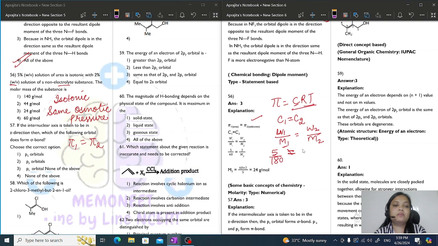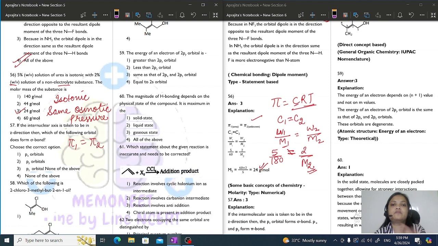Now W2 is 2%, so 2 upon M2, which we have to find out. From here M2 comes out to be 24 grams per mole. So this is the molar mass of the second substance, that is 24 grams.